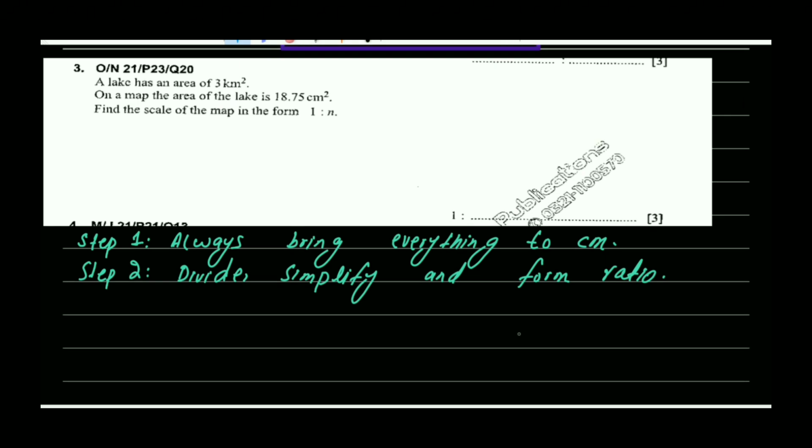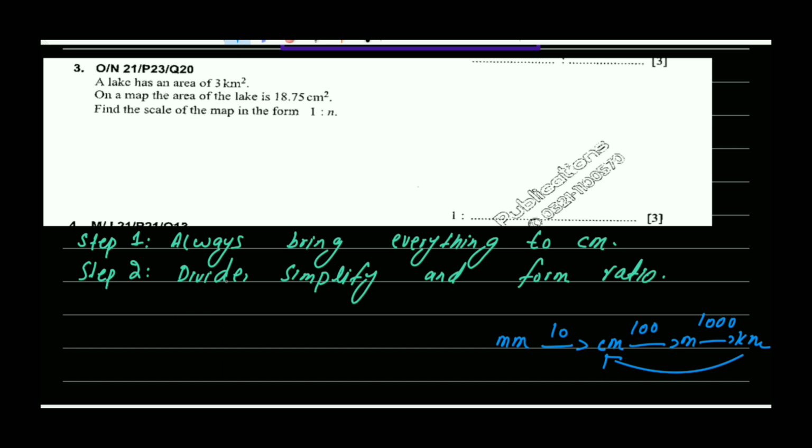So first of all, let's write here the conversion family: millimeter, centimeter, meter and kilometer. 10, 100, 1000. So we have to convert 3 kilometer into centimeters. So kilometers into centimeters. So what we will do here? We will multiply it with 100,000.